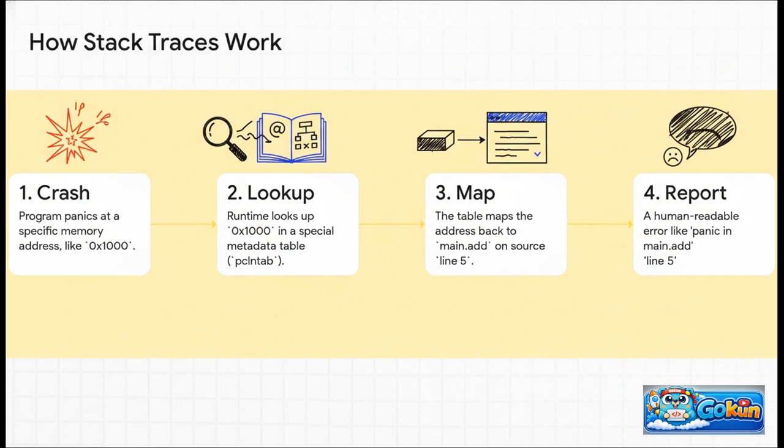So when your program panics at address 0x1000, the Go runtime catches it, looks up that address in the pclntab, and finds an entry that says, hey, that address belongs to main.add on line 5 of main.go. It then uses that to print the helpful error message we all know. Without that table from the linker, all you would see is panic at 0x1000, which is completely useless.